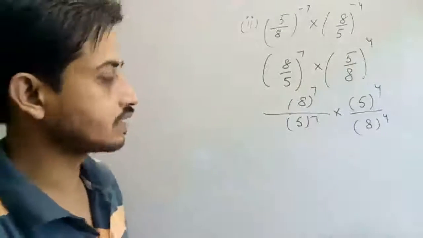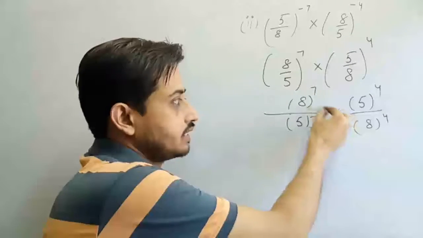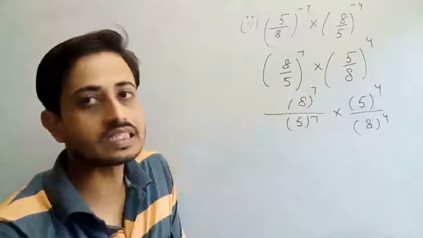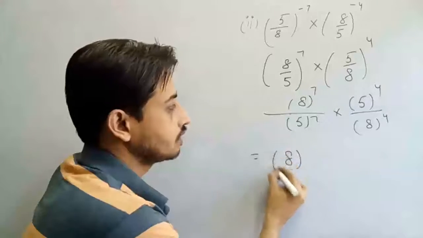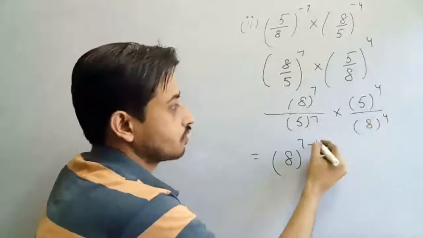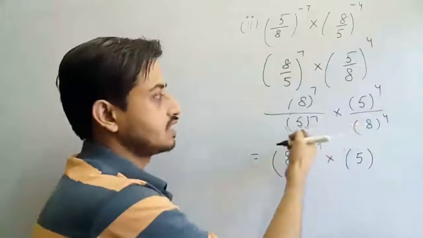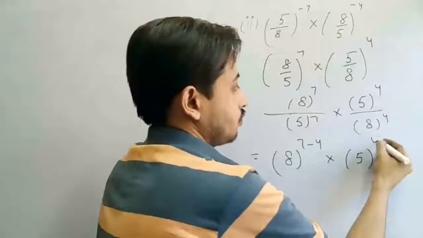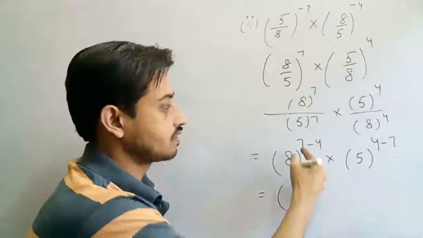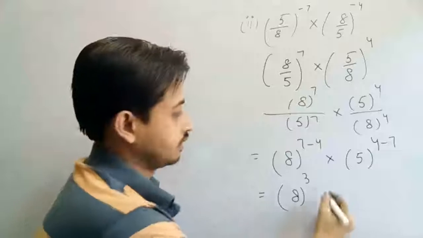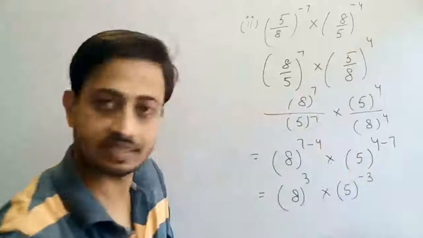Now please do solve. In this, please look very carefully. 8 raised to the power 7, again the 8 raised to the power 4. It is in terms of divide. Exponent is same, so power gets subtract. So what's the answer? 8 raised to the power 7 minus 4. Same here, 5. Exponent is same. Again the power gets subtract, 4 minus 7. Now what's the answer? 8 raised to the power 7 minus 4, 3. Multiply 5 raised to the power 4 minus 7, minus 3.